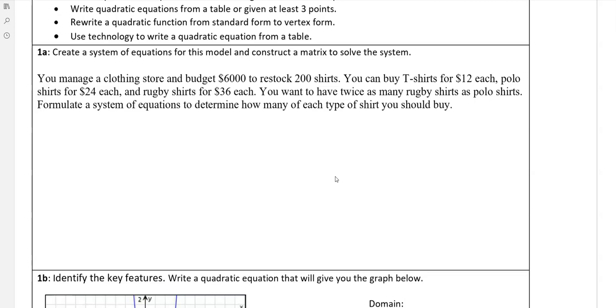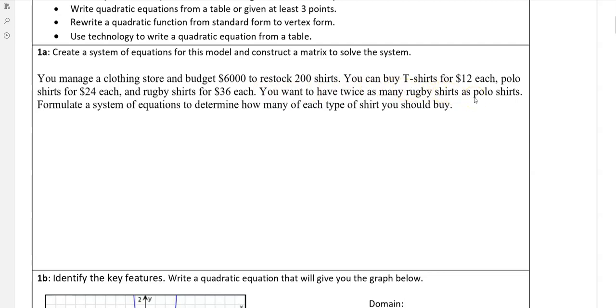You can buy t-shirts for $12 each, polos for $24 each, and rugby shirts for $36 each. You have twice as many rugby shirts as polo shirts. Formulate a system of equations to determine how many of each type of shirt you buy. So I immediately see the three equations that I'm going to have here. One of them is going to have to do with the money, the $6,000. One of them is going to have to do with the total number of shirts, the 200. And one will be about this: you want twice as many rugby shirts as polo shirts.